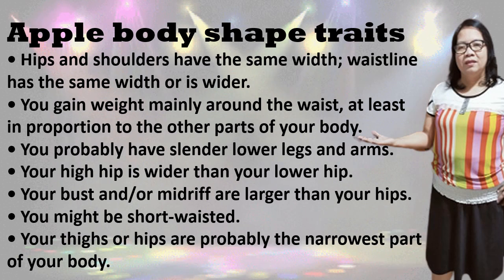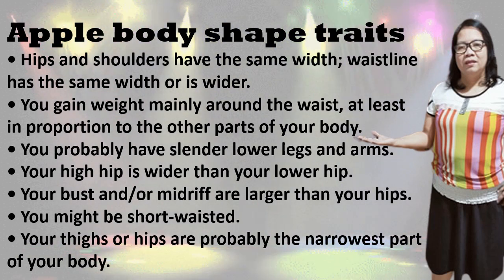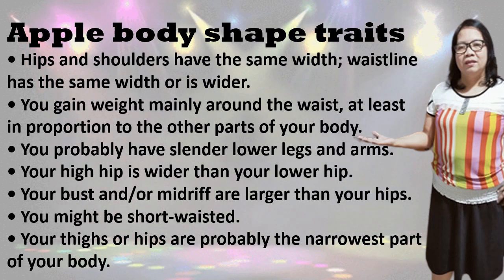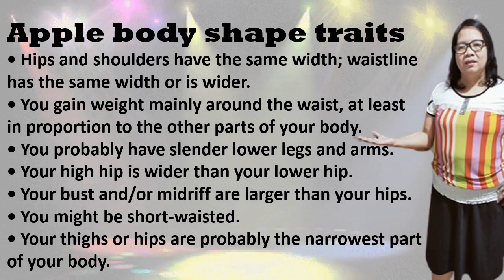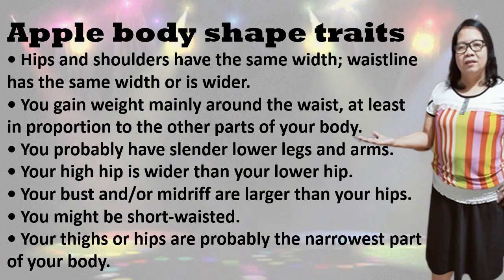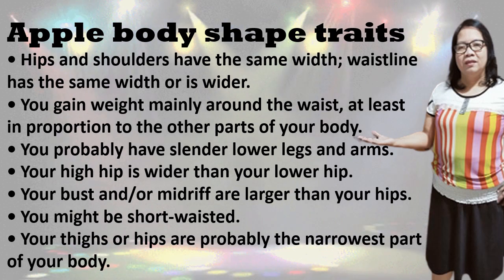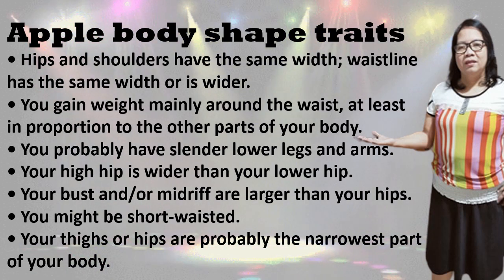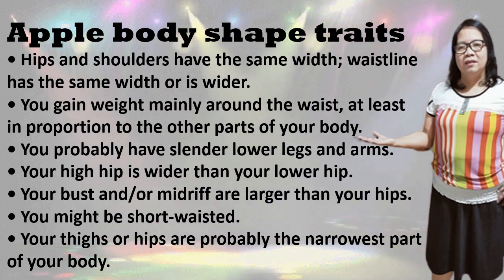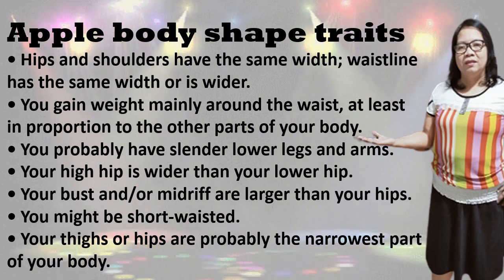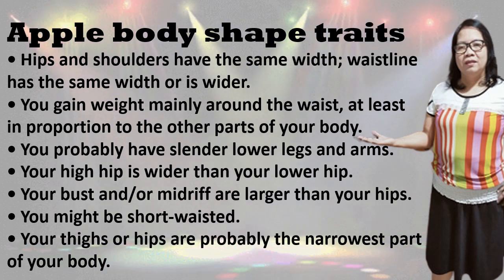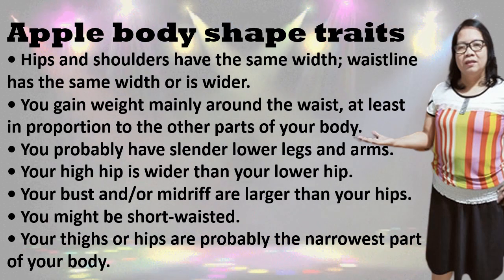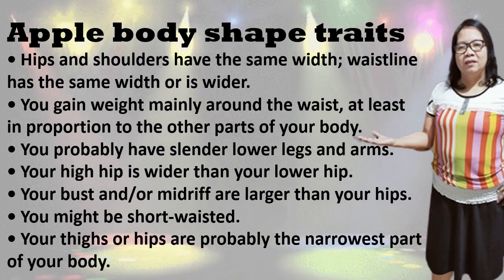Apple body shape traits. Hips and shoulders have the same width. Waistline has the same width or is wider. You gain weight mainly around the waist, at least in proportion to the other parts of your body. You probably have slender lower legs and arms. Your high hip is wider than your lower hip. Your bust and or midriff are larger than your hips. You might be short-waisted. Your thighs or hips are probably the narrowest part of your body.